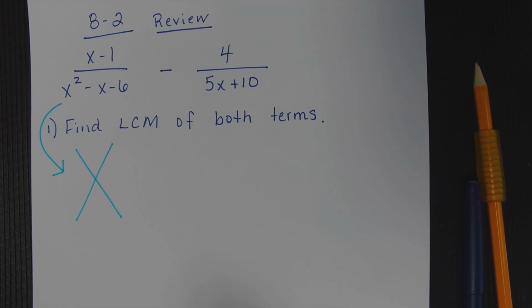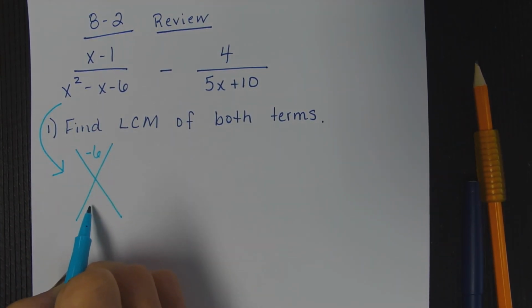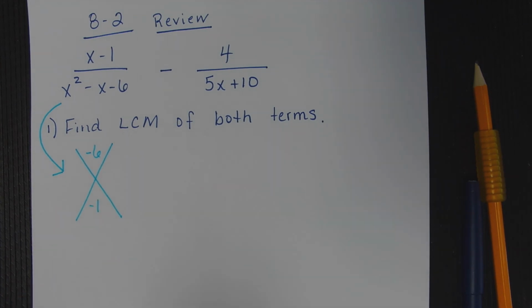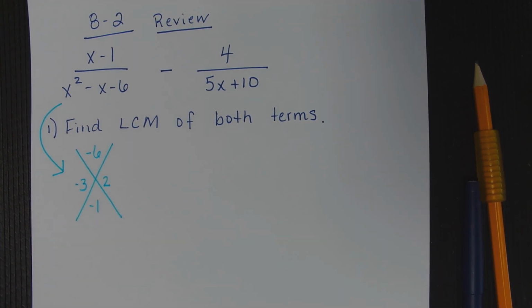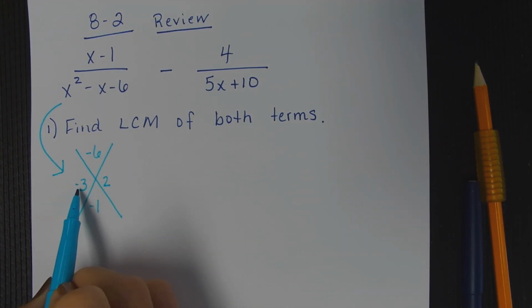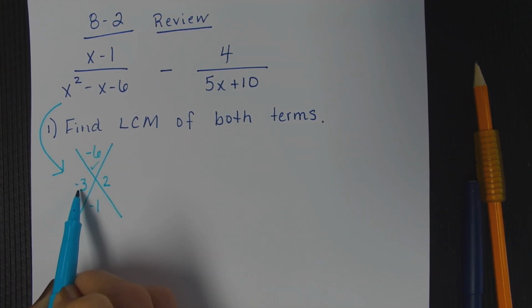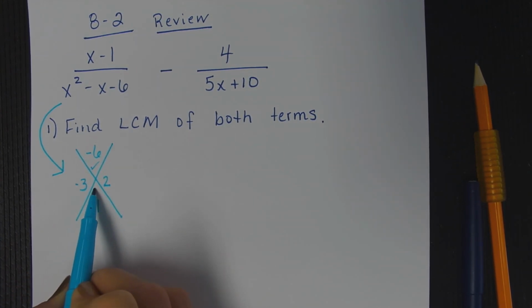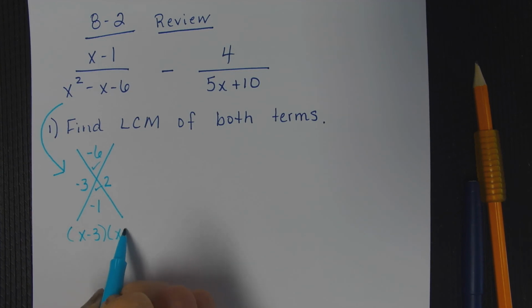Okay. Factors of -6 that add up to be what? -1. Good. Has anybody got them? Bingo. -3, +2. Let's check just real quick. -3 times 2 is -6. Check. -3 plus 2 is -1. Check. So our factors are x minus 3, x plus 2.